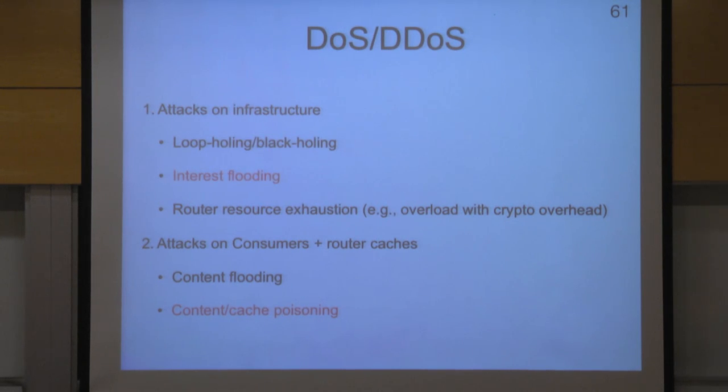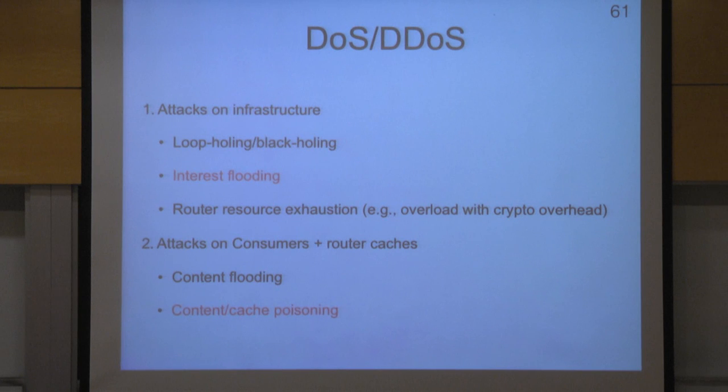Most of it is not implemented, but some ad hoc throttling can be done and is done on the internet today whenever denial of service attacks take place. But there is a more interesting, more general attack, which is called interest flooding.